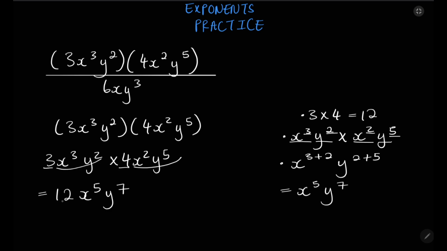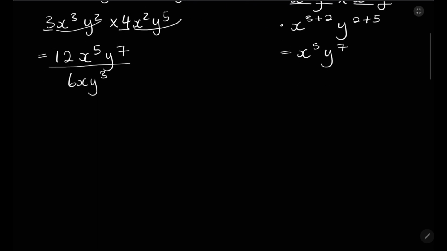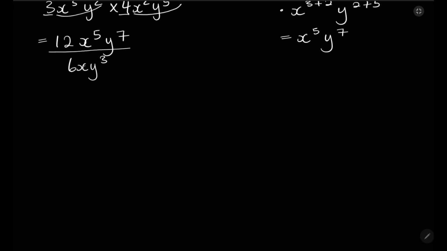But remember, this is your numerator. You still have 6xy to the power 3. So this is all over 6xy to the power 3. Now to solve this part, we can write this as 12x to the power 5, y to the power 7 divided by 6xy to the power 3. You guys are definitely familiar with this one. We have 12 and 6, so this is 12 divided by 6, which is equal to 2.